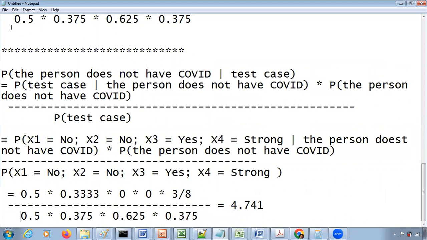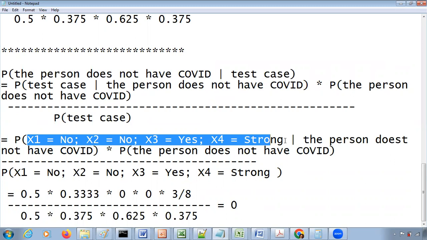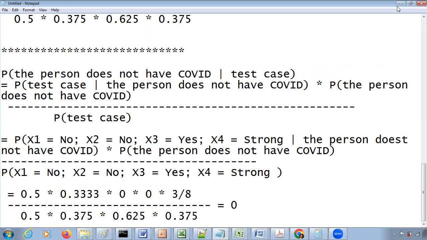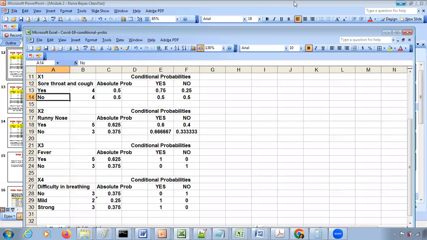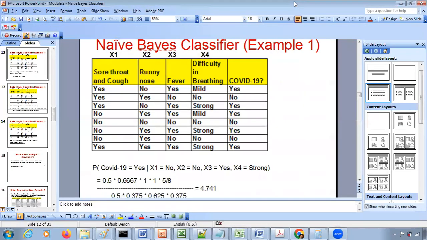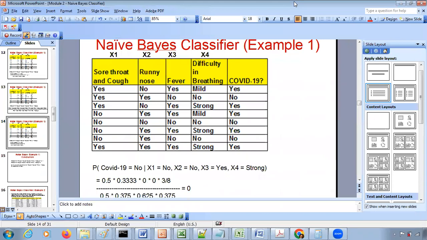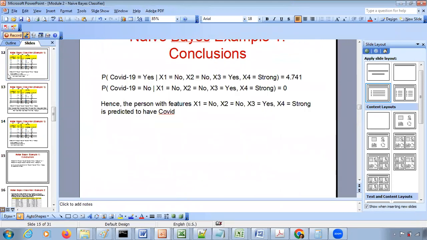If we do the math, it's going to be 0 because we have at least one 0 in the numerator. That means given the test case, which is a combination of these 4 feature values, the probability that the person does not have COVID is actually 0. So the probability the person has COVID is larger, greater than 0. So the final answer is the person has COVID, or is predicted to have COVID.